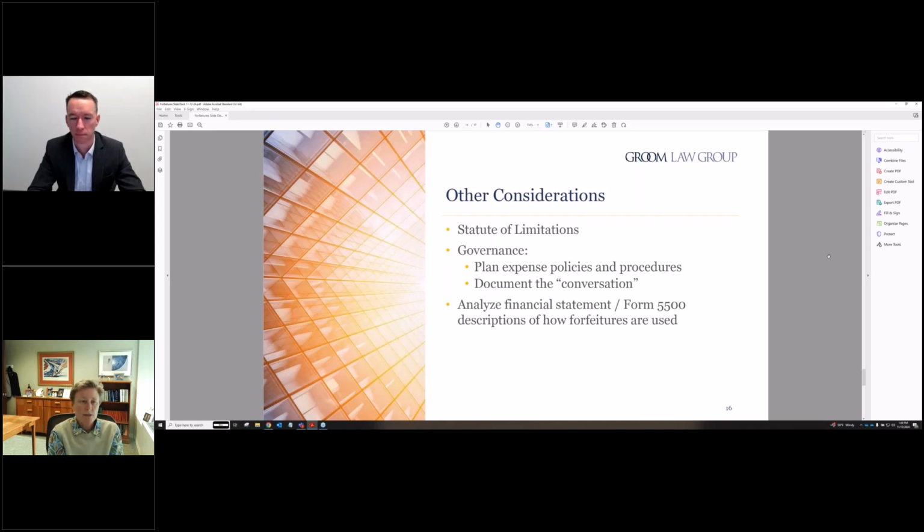plan participants to be named plaintiffs is by combing through the Form 5500s and particularly the financial statements that are attached to the Form 5500s that are filed by large plans, right? You have to have an audit, and the audit has to have financial statements. If you have employer stock, and you have to file with the SEC in June, you have to get your financials in early. Lots of times the narrative descriptions in the financial statements will talk about how forfeitures are used.